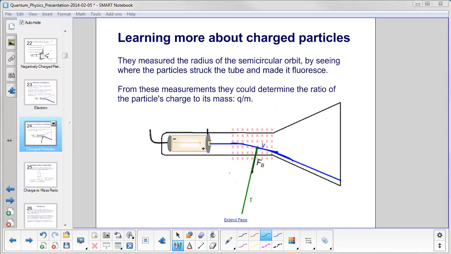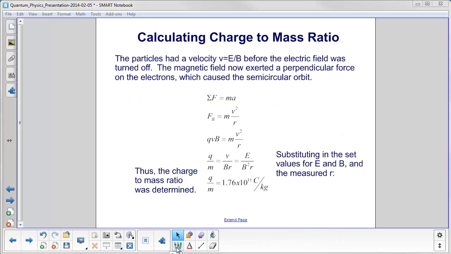Now we're going to go all the way back to Newton again, use his second law, and from that we're going to find out the ratio of the charge of these particles to their mass. Recall, the particles had a velocity which was equal to the ratio of the electric and magnetic fields. That would enable the particles to go straight through, and then they would be bent by the magnetic field. Remember, the electric field was turned off at this point. We now have the magnetic field exerting a perpendicular force. Now, we know what happens when you have a particle with a velocity and you have a perpendicular force exerted on it. It goes into a circular orbit, hence the semicircle that the experimentalists observed.